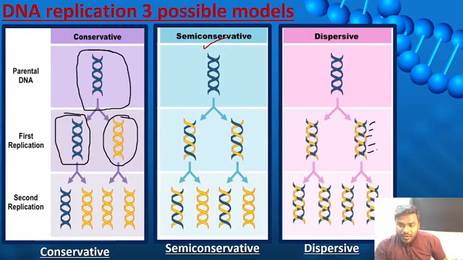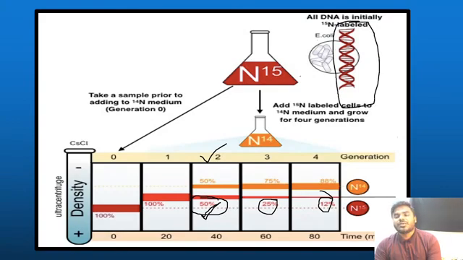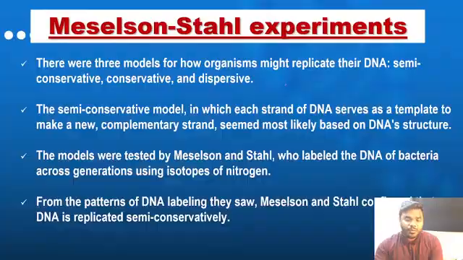Now if you look into the dispersive model, what did I say? Daughter parent, daughter parent, daughter parent. It's like a cut and patch. Have you observed cut and patch anywhere? Not at all. So friends, the second generation is sufficient to prove that the semi-conservative model is the idealized model for DNA replication. Such a simple model it is.